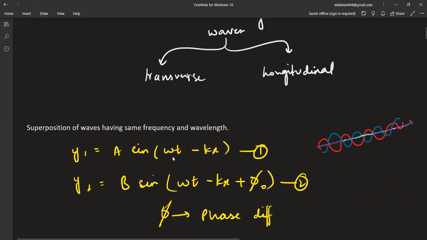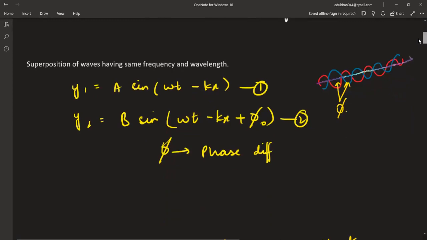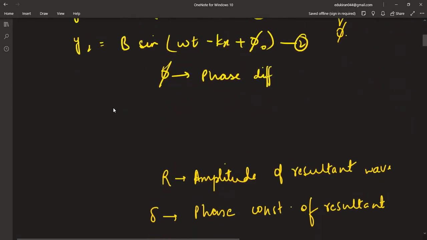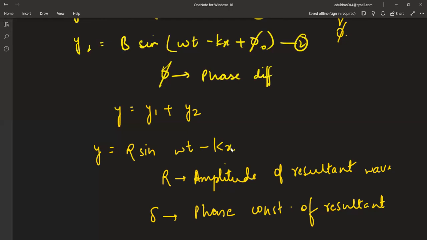Let's say the first equation is a sin(ωt − kx). The second equation is b sin(ωt − kx + φ₀). Why φ₀? Because φ₀ is just the additional phase difference that is coming between the waves. Can you see both the waves have a phase difference? That phase difference itself. So y equals y1 plus y2. So y is equal to R sin(ωt − kx + δ). This is the resultant that we have taken.